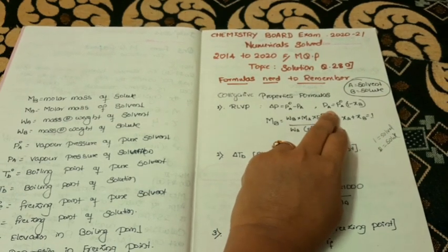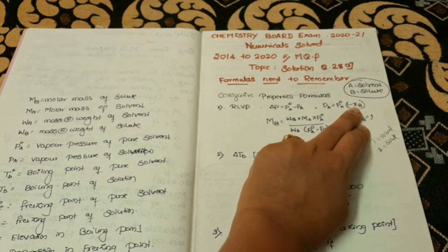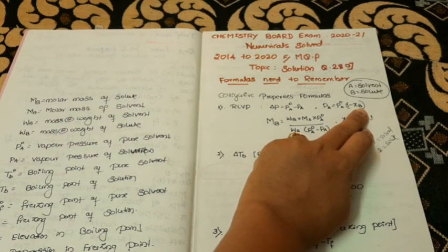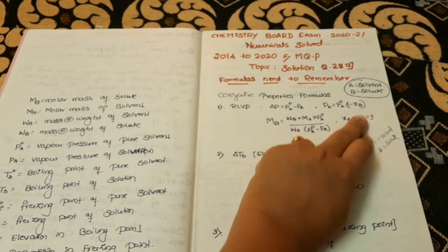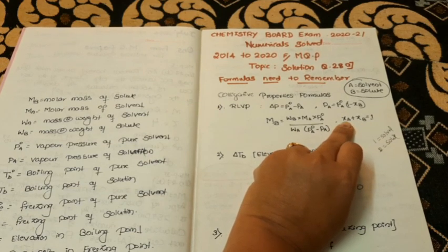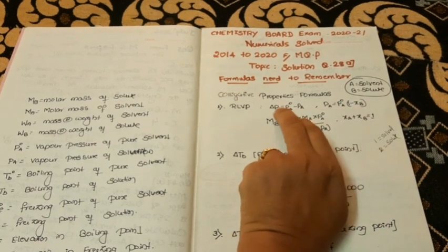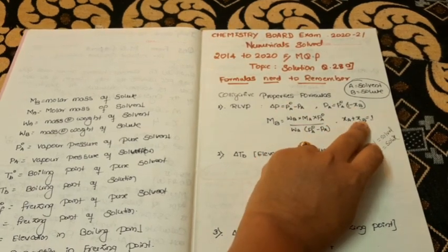Now, what is PA? This is another relation you have to remember. PA, that is, the vapor pressure of the solution, is the product of the vapor pressure of the pure solvent and 1 minus the mole fraction of the solute. The mole fraction of the solvent and the solute, XA plus XB, is always equal to 1. All these formulae you have to remember. How are you going to remember? You have to write them and practice them.